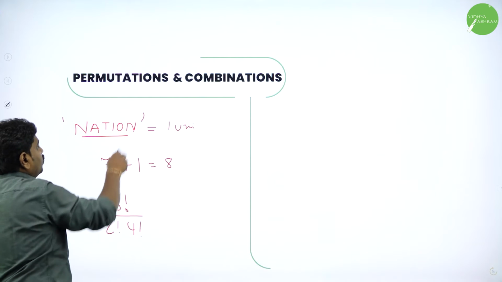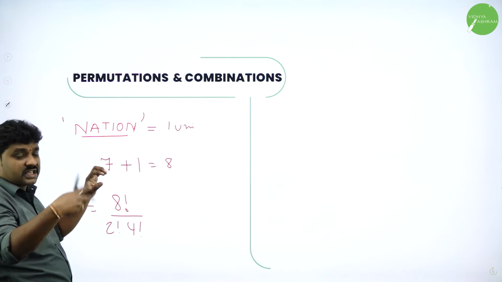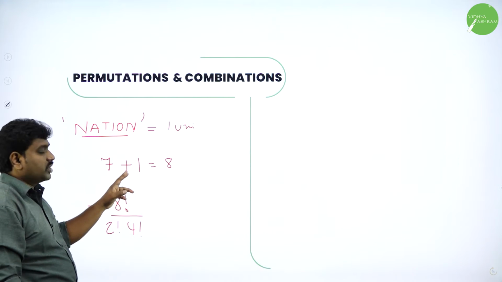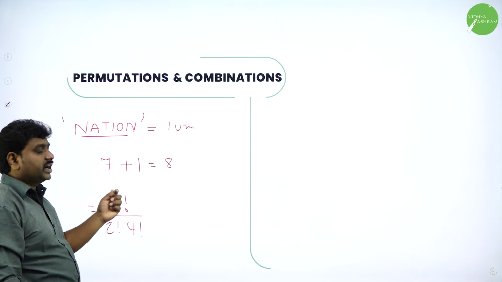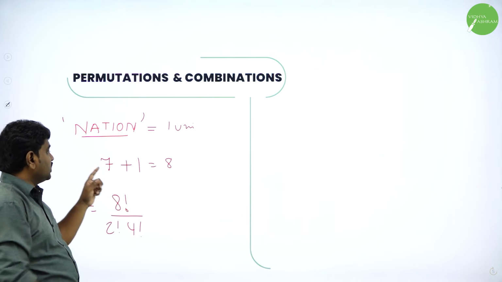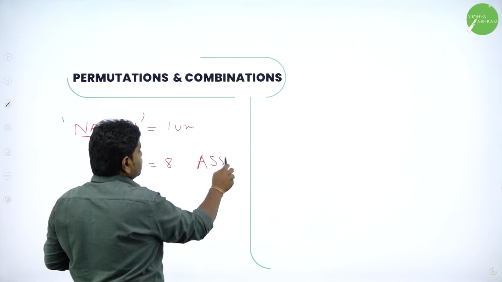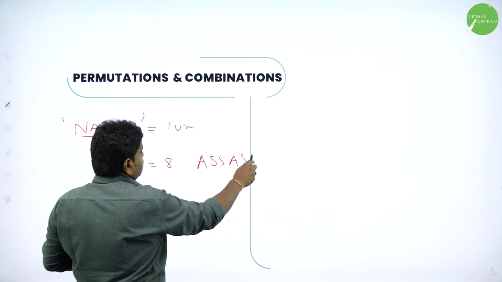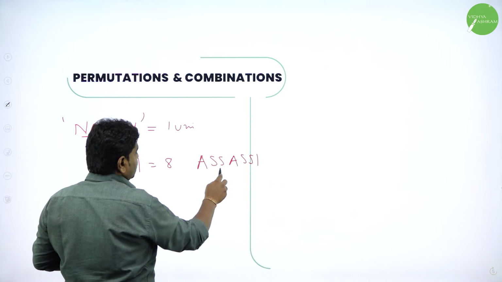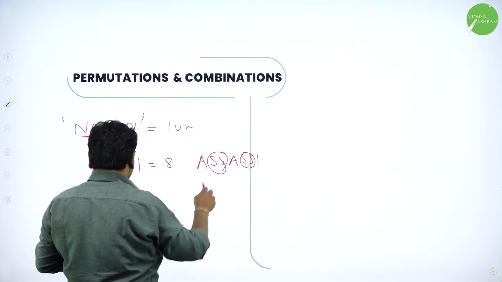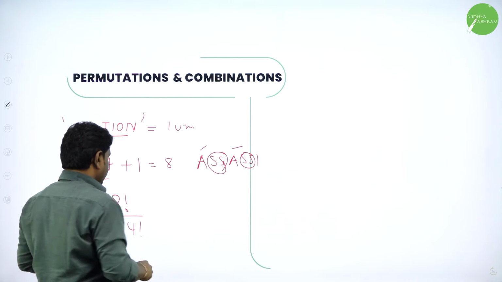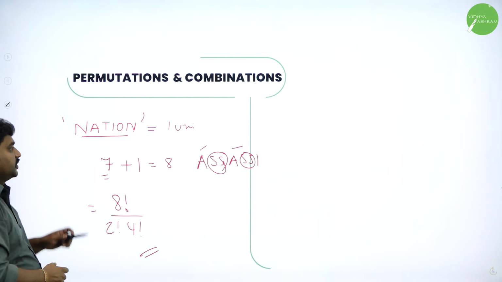Nation, you take it as 1 unit. And remaining 7 letters, so 7 plus 1, 8 different letters we will take. 8 letters can be arranged in 8 factorial, but in these 7 letters, other than nation, we have A, S, S, A, S, S, I. So in these 7 letters, S is repeated 4 times, that's why 4 factorial, A repeated 2 times, 2 factorial. This is the total number of permutations.